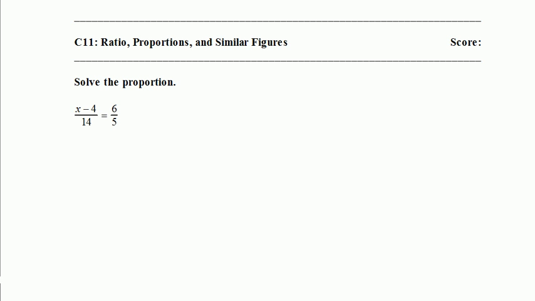This is number 2. We're still solving proportions. This time we have x minus 4 over 14 equals 6 over 5. Let's go ahead and cross multiply. Let's set this up as 5 times the quantity x minus 4, which is this first cross product here. We see the x minus 4 and the 5 on this diagonal. And the other diagonal is 6 times 14.